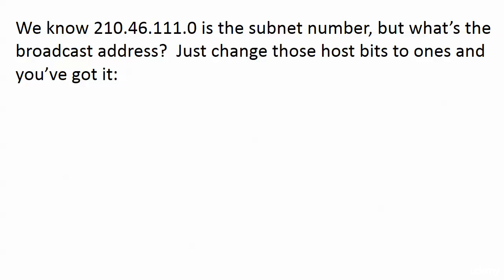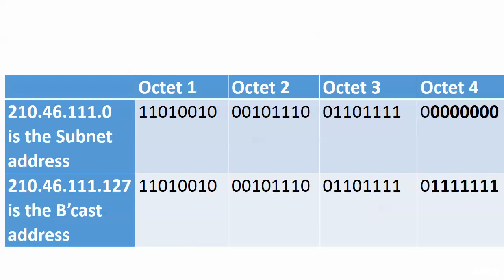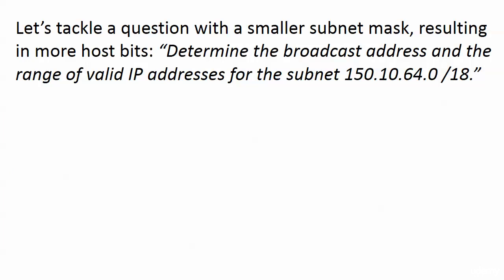Now we know that 210.46.111.0 is the subnet number, but what's the broadcast address? If you haven't calculated that, calculate it really quick. You may just be able to look at it and do it, but if you change those host bits to ones, you have the broadcast address. And it is 210.46.111.127. So we had the subnet address, that's our all zeros address, and then the broadcast address, our all ones address, and every address in the middle can be given out for that subnet. So it would be 210.46.111.1 through 210.46.111.126. So it's just that quick.